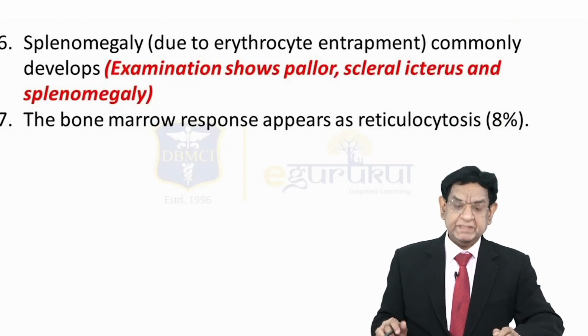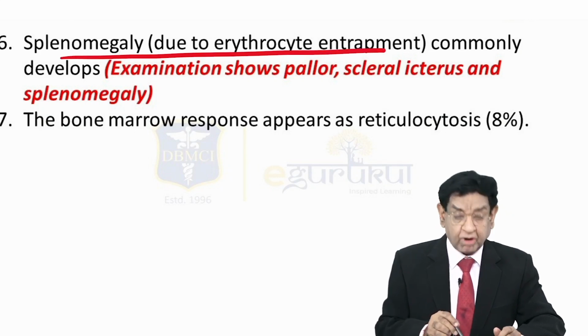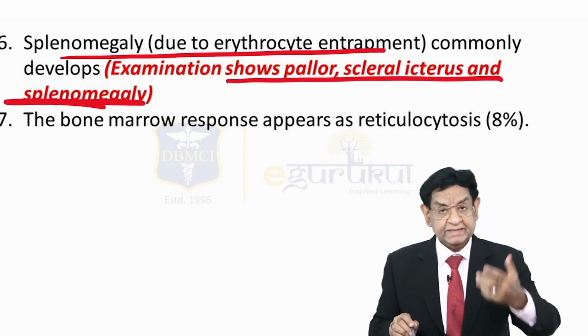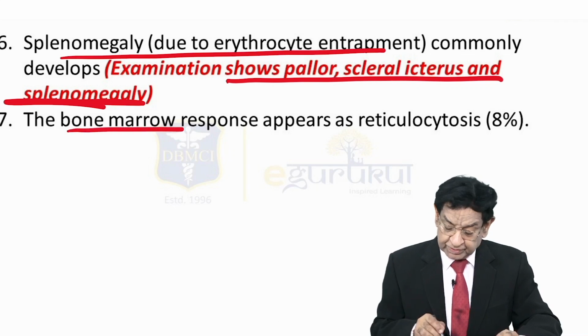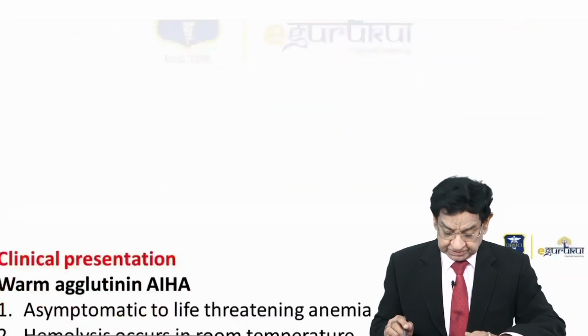Now in these patients, splenomegaly is a feature. This is due to erythrocyte entrapment, commonly developed. Examination shows pallor, scleral icterus and splenomegaly. That is there in our patient also. And bone marrow will show reticulocytosis, 8% is there, that really supports the diagnosis.